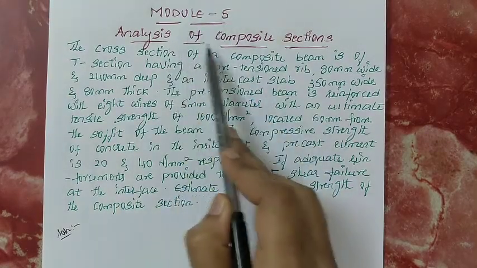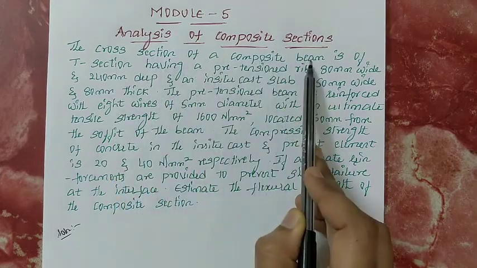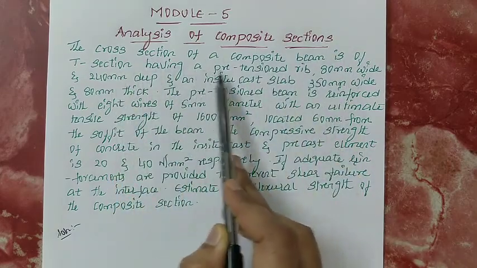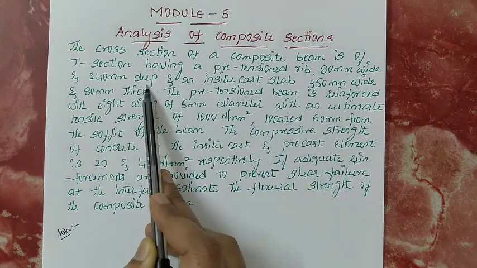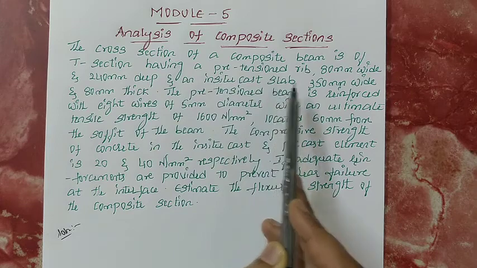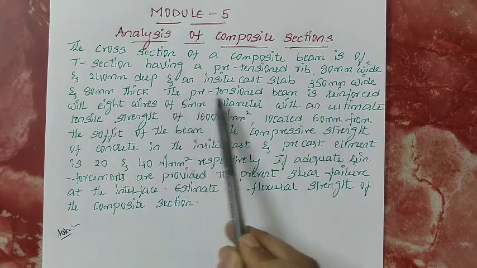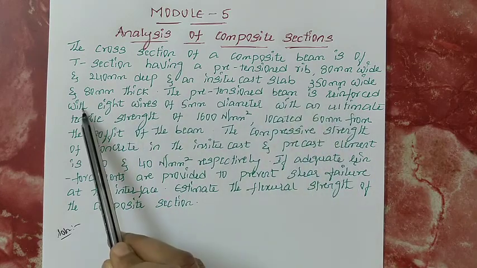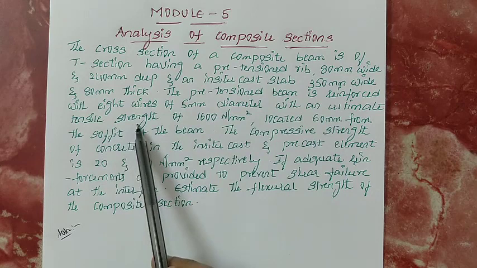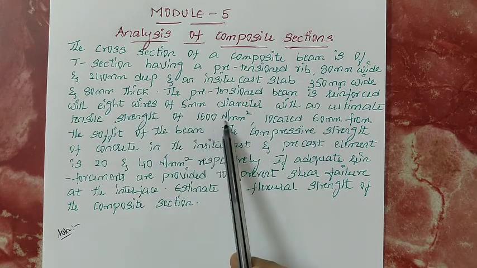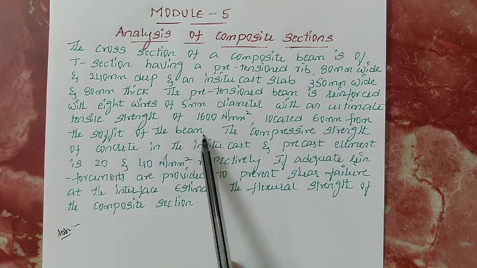Module 5, Analysis of Composite Section. The cross section of a composite beam is of T section having a pre-tensioned rib 80 mm wide and 240 mm deep and an in situ cast slab 350 mm wide and 80 mm thick. The pre-tensioned beam is reinforced with 8 wires of 5 mm diameter with an ultimate tensile strength of 1600 Newton per mm square located 60 mm from the soffit of the beam.